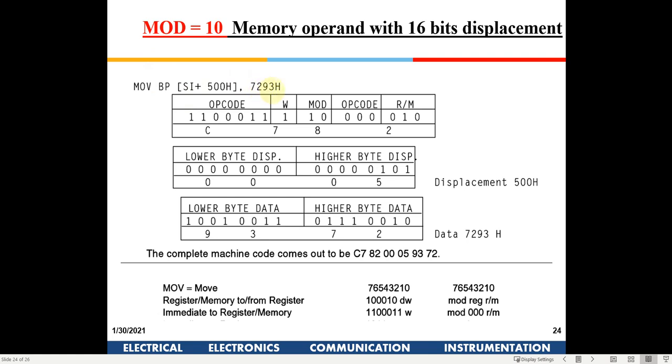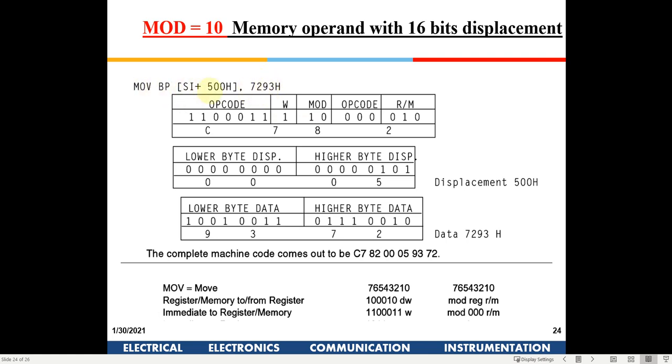Sir, can we have CL and AL? No, you can't have this. The base index has to be BX, right? So in this memory location we are going to feed this immediate data.